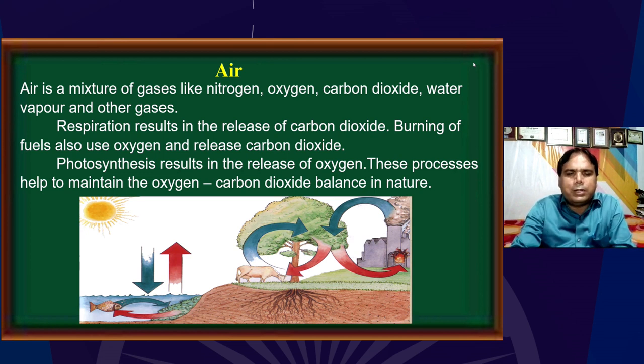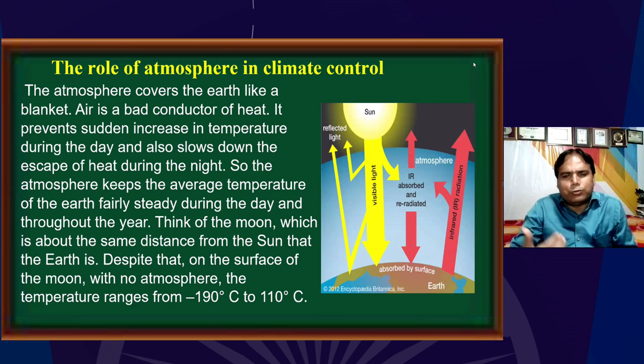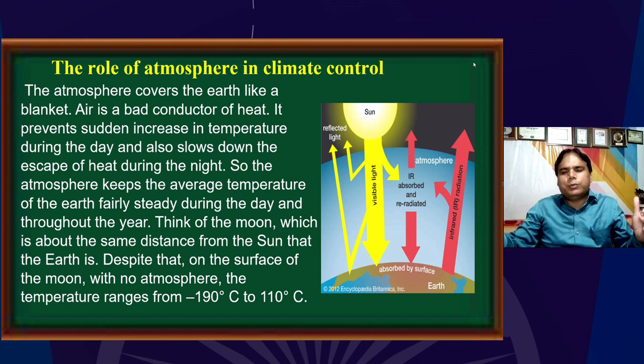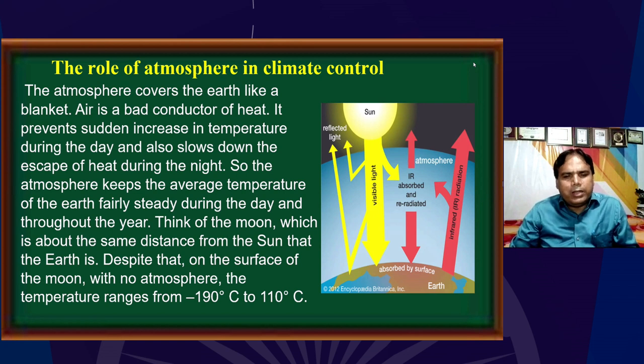So students, I want to show you what the role of the atmosphere in climate control is. You are now well aware that in the atmosphere a mixture of gases is found, and this mixture of gases covers the earth like a blanket, and air is a bad conductor of heat. So it prevents a sudden increase in temperature during the day when solar radiation falls over the earth, and it also slows down the escape of heat during the night.